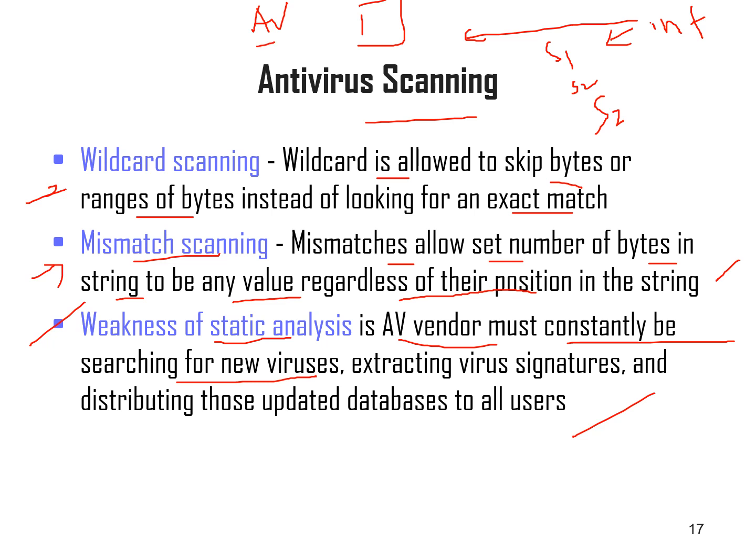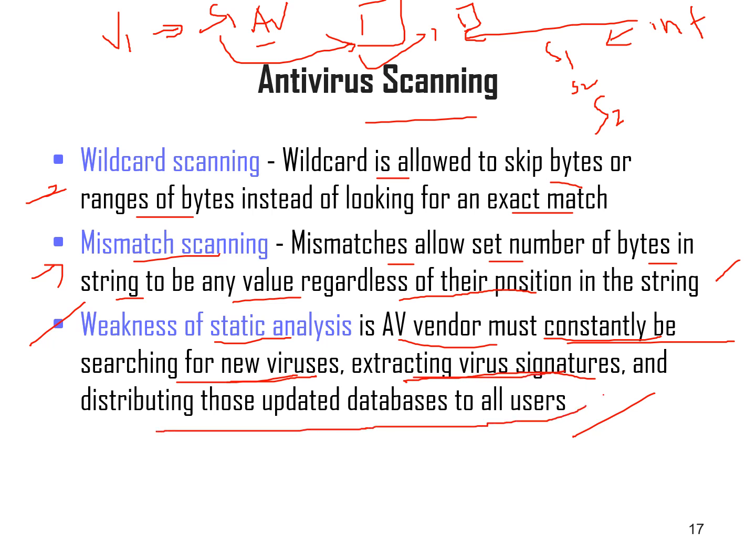So the weakness of static analysis is that the AV vendor must constantly be searching for new viruses and extracting the virus signatures. If there is a virus V1, I have to extract its signature, say S1. This has to be fed into the database and checked against each and every file while scanning. This is the process happening in the static analysis procedure of AV. For new viruses, I have to search for them, extract the virus signatures and distribute the updated databases to all the users. This is the weakness of static analysis.